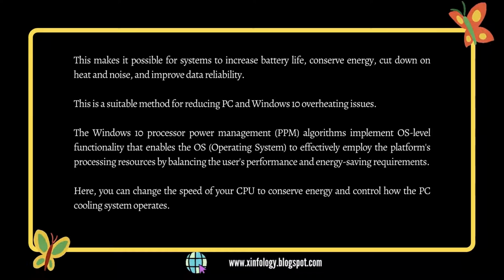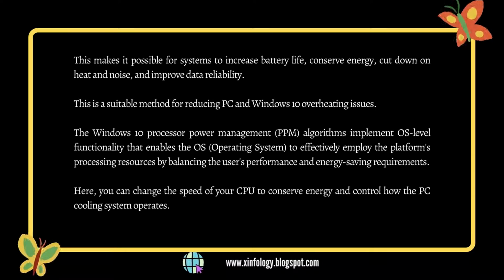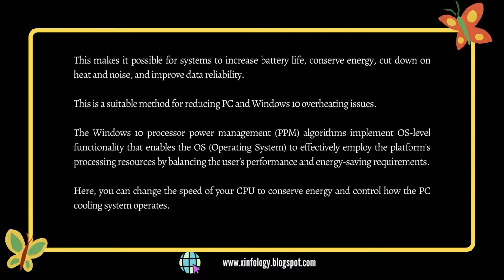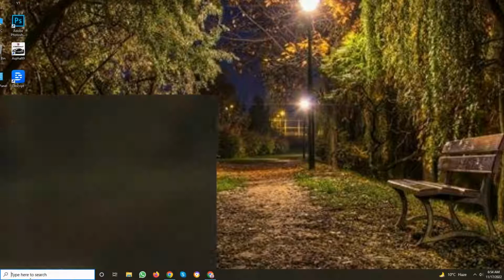The Windows 10 processor power management algorithms implement OS-level functionality that enables the OS to effectively employ the platform's processing resources by balancing the user's performance and energy-saving requirements. Here, you can change the speed of your CPU to conserve energy and control how the PC cooling system operates. The actual procedure is fairly simple to carry out.